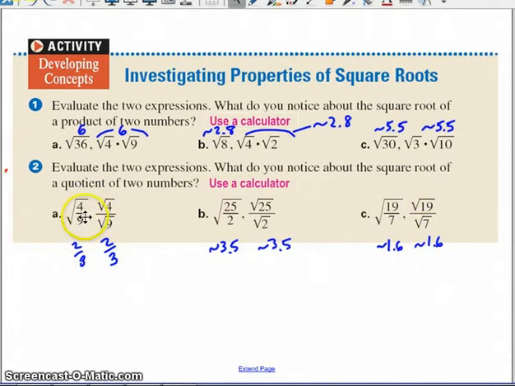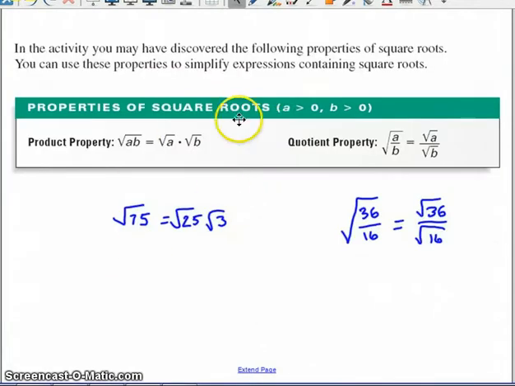And here's a perfect example. You don't know what 4 divided by 9 is, so you don't know what the square root of that is. But you do know what the square root of 4 is. That's 2. And you know what the square root of 9 is. That's 3. So this is 2 divided by 3, as I've indicated here. Well, it turns out with your calculator, if you try this, the square root of 4 divided by 9 is also 2/3.